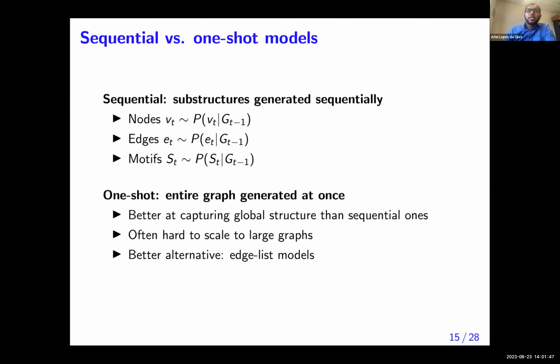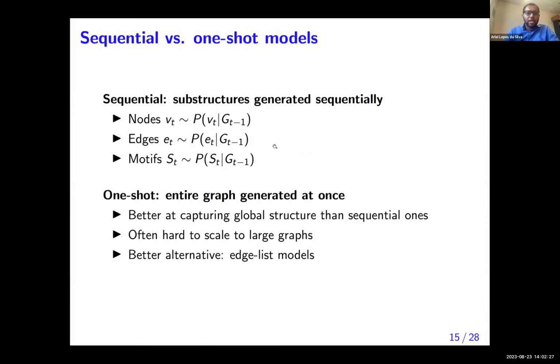This is a very important distinction between these two types of models. They are convenient in different settings. For sequential models, you try to generate substructures one at a time. In the simplest case, you generate nodes one at a time, and you condition the generation of the new node on the nodes, or the graph, that you have generated so far. It's a very simple model, but it has some drawbacks. For instance, it's very computationally expensive because the number of edges the graph might have is quadratic.